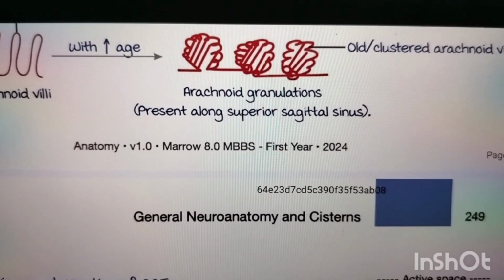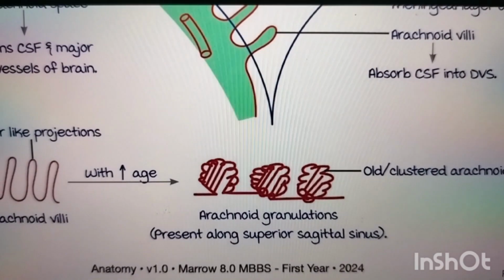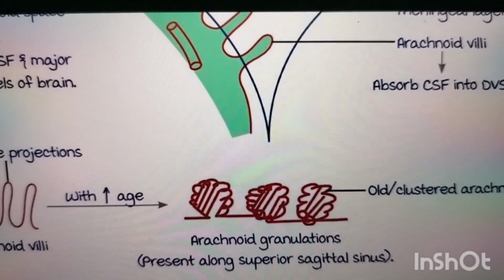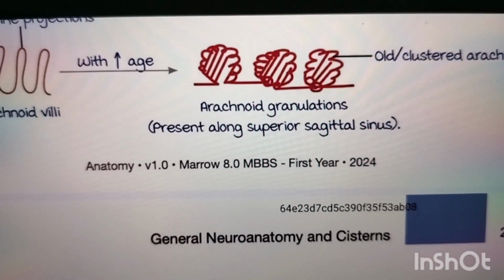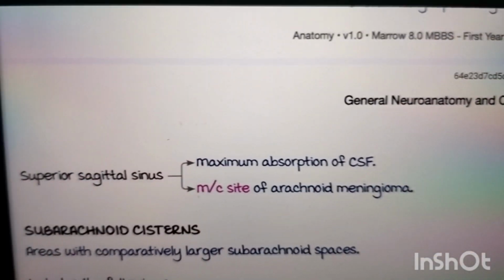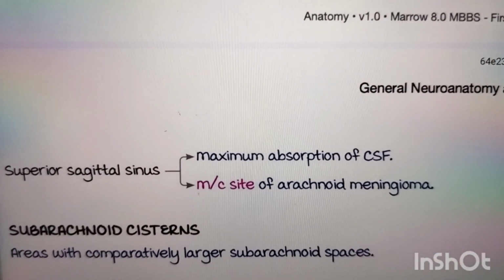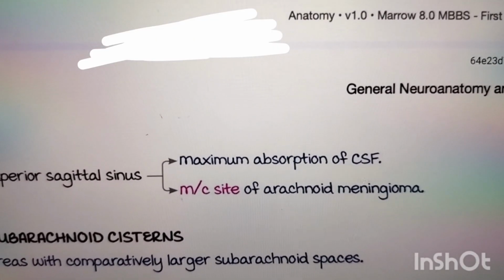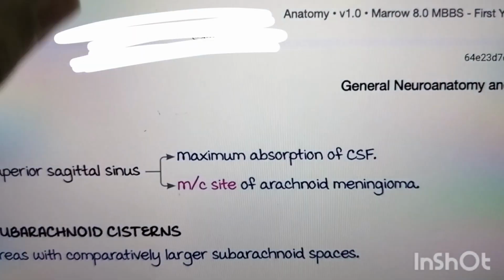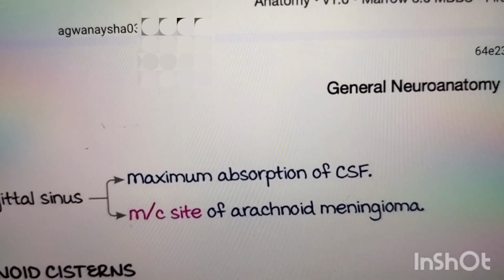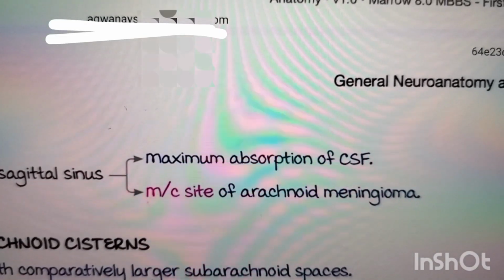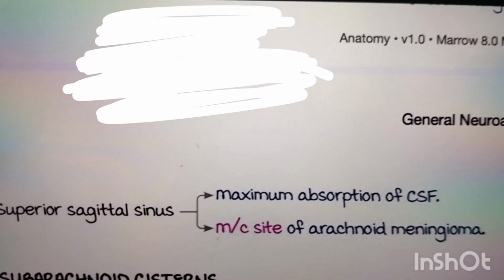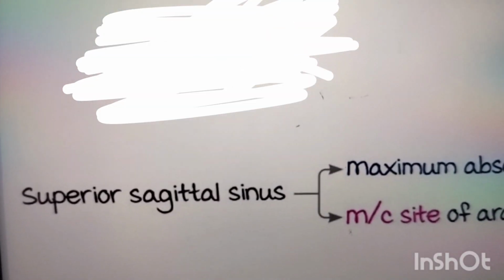That means there is more absorption of the CSF along the superior sagittal sinus, the maximum absorption of the CSF. And the most common site of arachnoid meningioma, not the normal meningioma, it is arachnoidal meningioma, the most common site for the arachnoid meningioma is the superior sagittal sinus, as you are seeing.